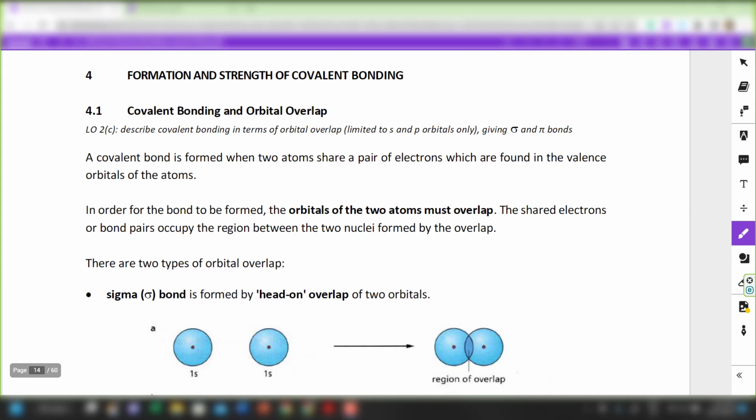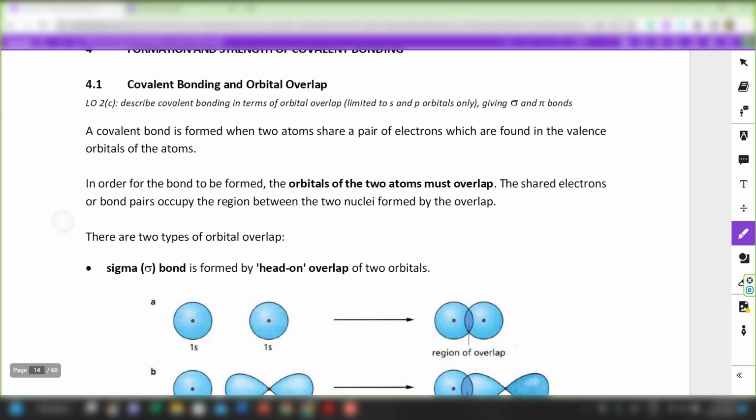3. Because they are not as straightforward as what you found in ionic bonding and metallic bonding. That is, if you found them pretty straightforward. Okay, so right now we're going to look at section 4.1.